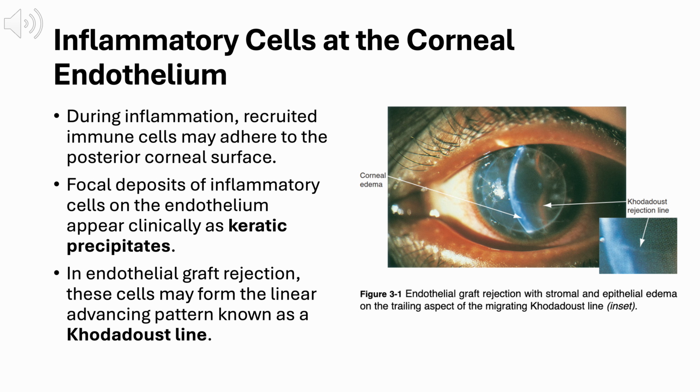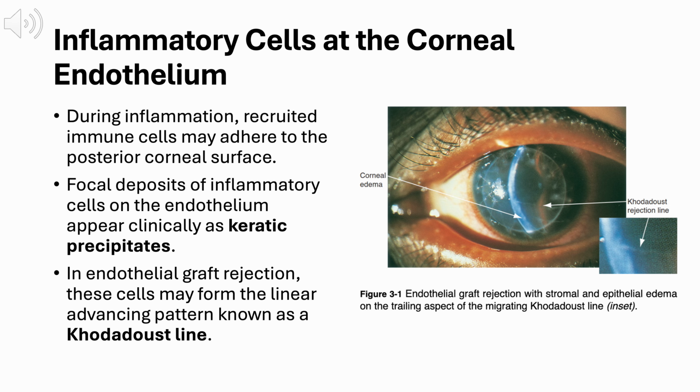This slide connects corneal immunology directly to the slit lamp. During intraocular inflammation, recruited immune cells may adhere to the posterior corneal surface, the endothelium. When they accumulate as focal deposits there, they appear clinically as keratic precipitates, the KPs you grade in every uveitis exam. So, a keratic precipitate is, in essence, a visible collection of inflammatory cells settled on the endothelium.